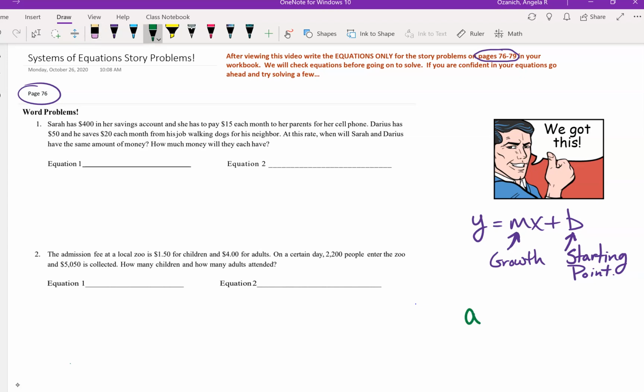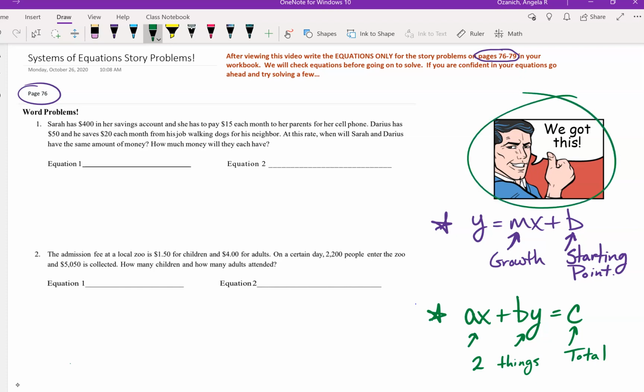The other is where we have two things and a total. Remember, we talked about how we could use standard form to write information about comparing, maybe it's two types of vegetables, or maybe it's two types of tickets. So any two things that we are comparing that equal a total, then we want to be using this standard form of our equation. So be on the lookout for what you think might be the type of equation we're going to write on these story problems, all right? And we've got this.